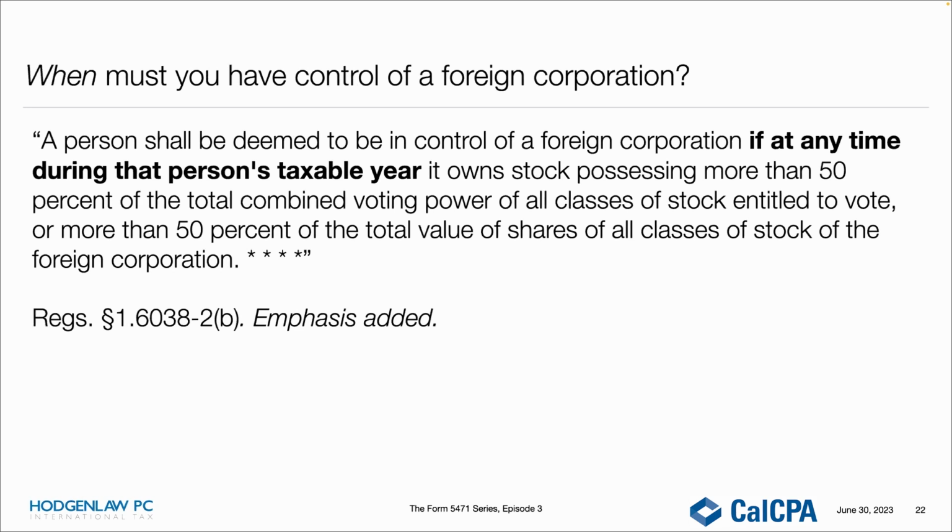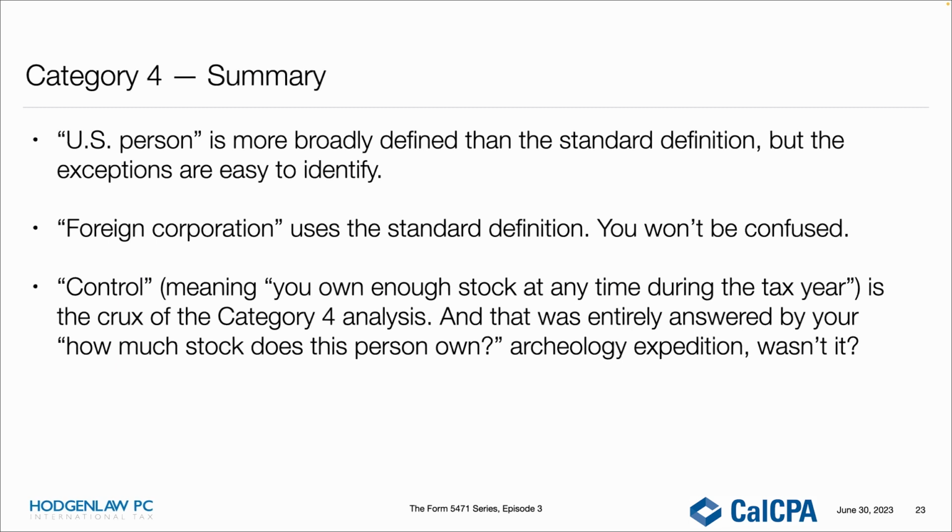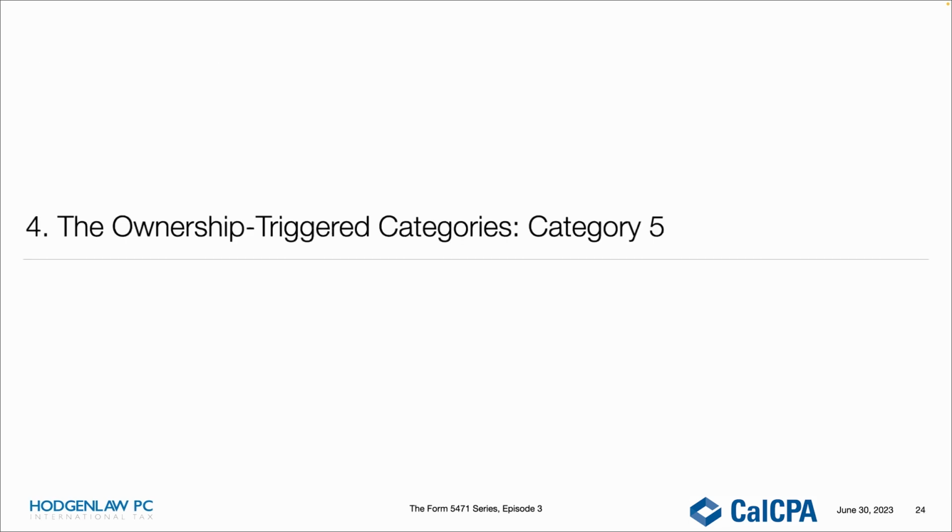And then the question of when. You can see here that it's stock ownership at any moment in time during the shareholder's tax year. That's all that's required. You don't have to do anything; you just have to exist while owning some stock. Therefore, ownership triggered the filing requirement. So there's the little summary. It's pretty straightforward stuff. Control is the hard part because that requires you to do the calculations on the tax, and you've done that already. All right, let's move on to category 5.